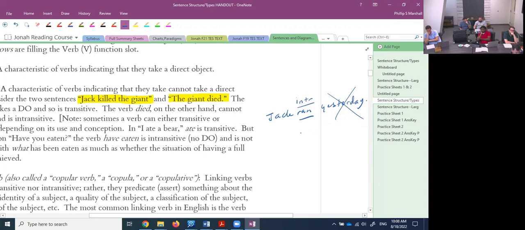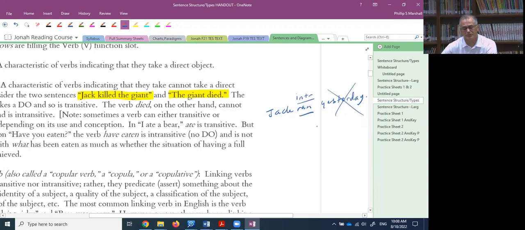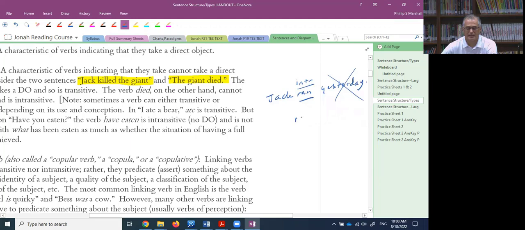But there are transitive uses of this verb as well. "Jack ran a race." So here, race is the direct object, and there the use of ran is transitive in that example, but not in the first one. All right.